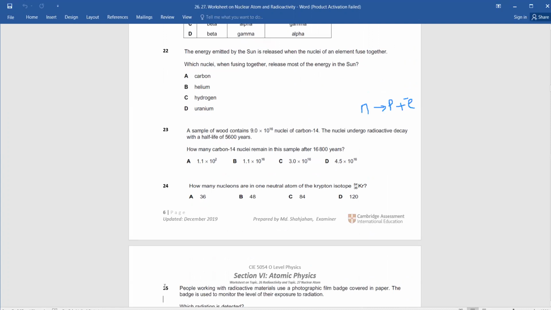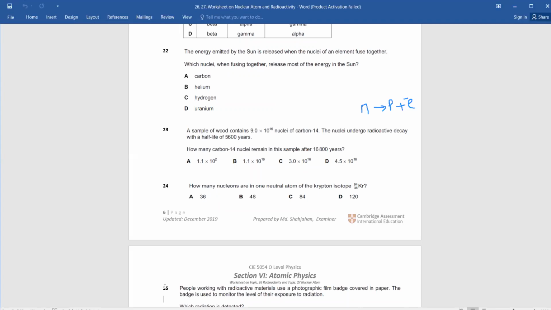A sample of food contains 9.0 × 10^16 nuclei of carbon-14. The nuclei undergo radioactive decay with a half-life of 5,600 years. How many carbon-14 nuclei remain in the sample after 6,800 years?